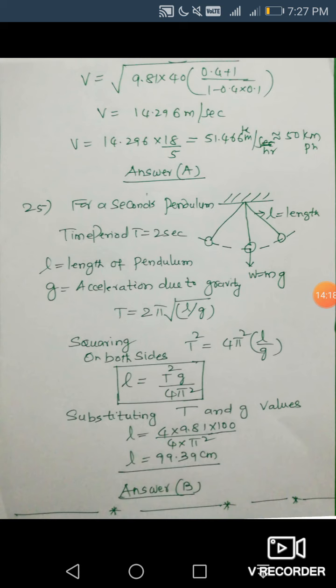Substituting that, squaring on both sides, T square is equal to 4 pi square into L by g. So L is equal to g T square by 4 pi square. Substituting T, g and 4 pi square, I will get L is equal to 99.39 centimeters. I have substituted 981 here, so it is in centimeters per second square, acceleration due to gravity, so that I will get length in centimeters. So the answers are 2 seconds and 99.39 centimeters. Accordingly your answer is B.